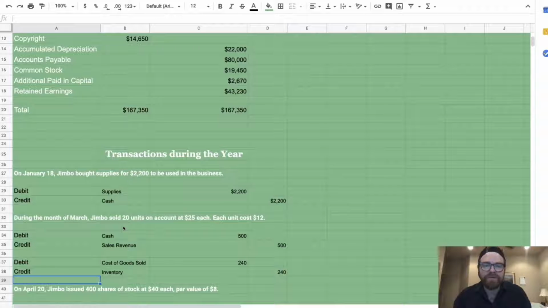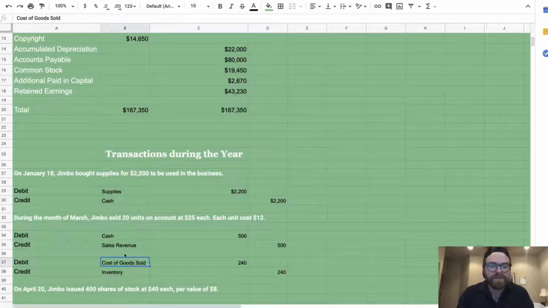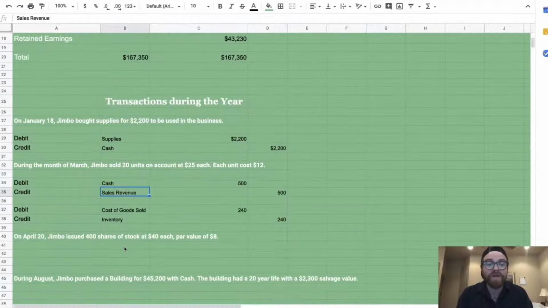So they call this the matching principle, where revenues must match your expenses. And this is an expense right here, and this is a revenue. Hopefully that helps. That's what you have to do on a sale.